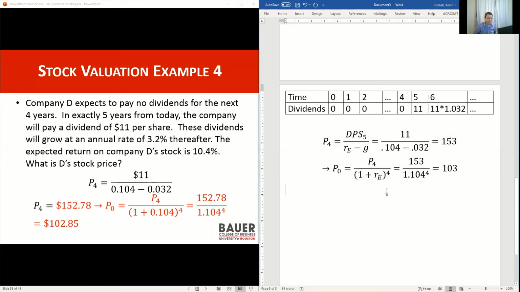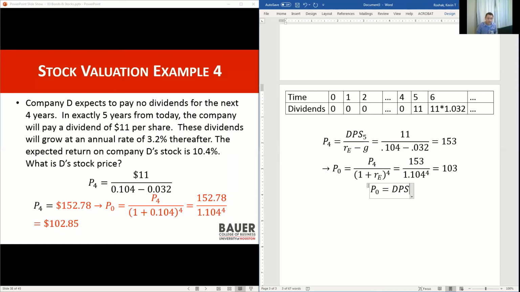Now, I want to be a little bit more careful here, just so you're not confused when it comes to a quiz problem. If we want to think about the price at time 0, it's possible that you are actually getting cash flows at times 1, 2, 3, and 4, and then the growing perpetuity kicks in at time 5, right? So if we wanted to be more general about this, how could we think about the price today?